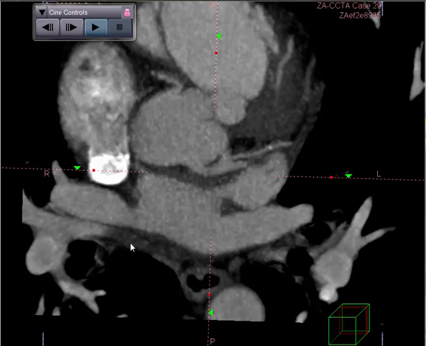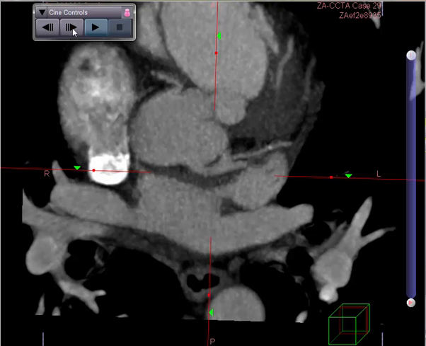This is CCTA case number 29. The history is that of a 49-year-old man with persistent exertional chest pain despite a normal exercise stress test. There are two major phases for review in this study, and they can be changed by moving the cine control back and forth, forward and backward.